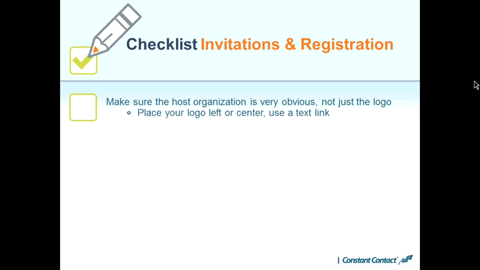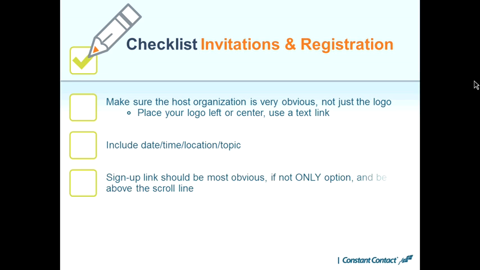Okay, so on checklists and registration, make sure that your organization logo and name are obvious. Make sure you include the date, the time, the location, and the topic. Make sure the sign-up link is the most obvious, if not the only option, and make sure it's above the scroll line.